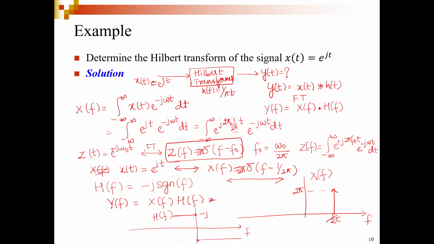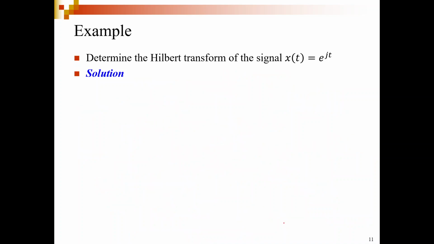So the function as such can be written as plus j for all the negative frequencies and minus j for all the positive frequencies. So this can be represented like this. Now we are going to multiply these two frequency spectrums. So what do we get? There is no frequency component on the left hand side, so this multiplication is going to be 0. So the resultant Y of f, the spectrum, is going to be something like this.